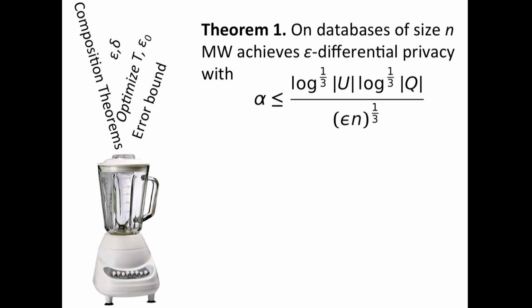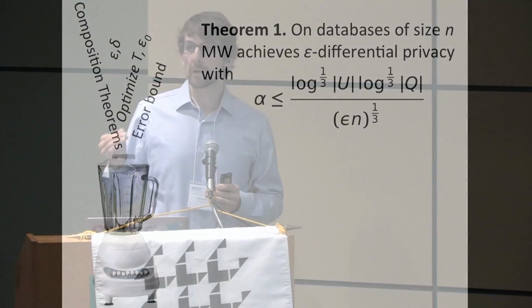Okay, so this is not exactly an inequality. There are some constants that I'm omitting. But essentially, alpha is bounded by 1 over n to the 1/3. So n is the database size, and the error as a function of n is 1 over n to the 1/3. Okay, and it scales logarithmically with the universe size and the number of queries. But the main point here is that we have the sublinear dependence on n.